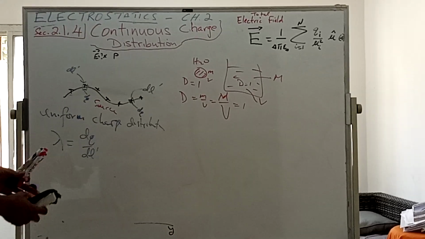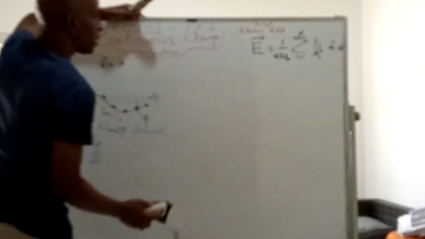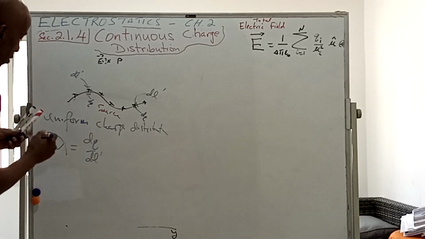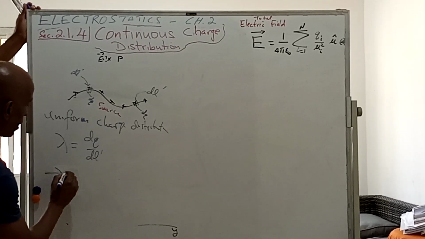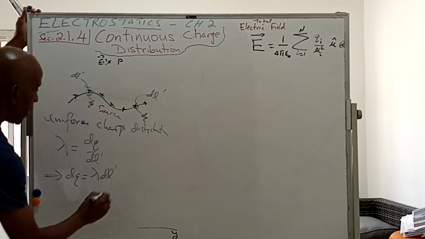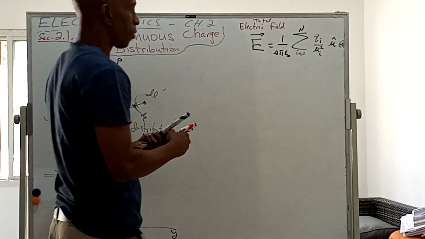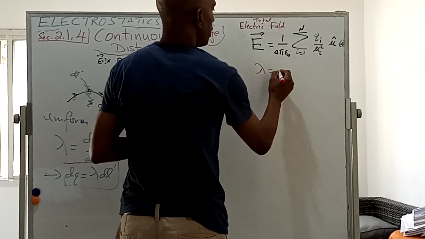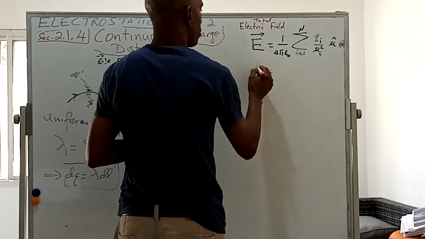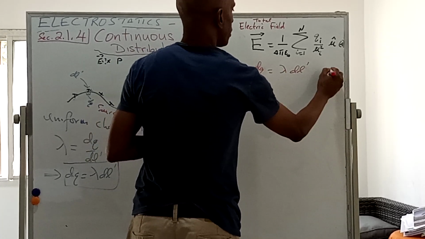So we'll use lambda as our symbol for the line charge density. And when I cross multiply here, when I isolate the dq, I will get lambda times dl prime. Okay? And let me just write that quantity over here. Lambda is equal to dq over dl prime, so dq is equal to lambda dl prime. Right?